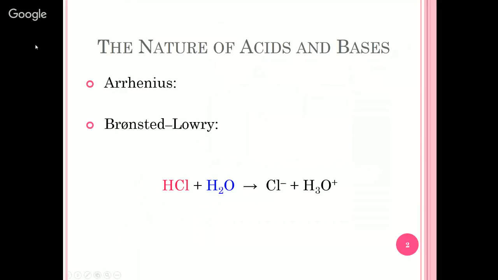So this shows hydrochloric acid reacting with water to produce the chloride ion and a hydronium ion. So the acid donated the proton to water. That's the Bronsted-Lowry definition. Or we can also look at the fact that we increased the amount of the hydronium ion present, which would be the Arrhenius definition.